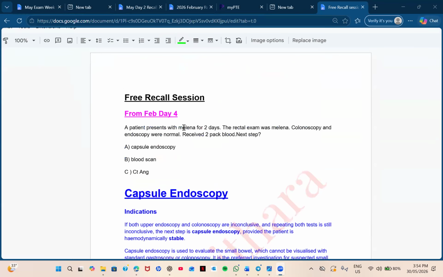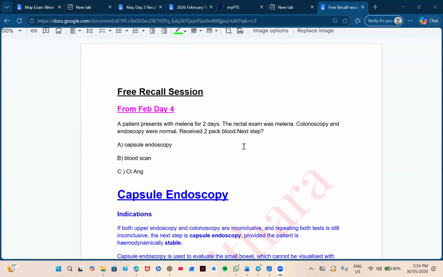So in our case, the patient presented with melena for 2 days. The rectal examination showed melena, colonoscopy and endoscopy were normal. Received 2 packs of blood. Next step? I think that at the moment there is ongoing active bleeding.